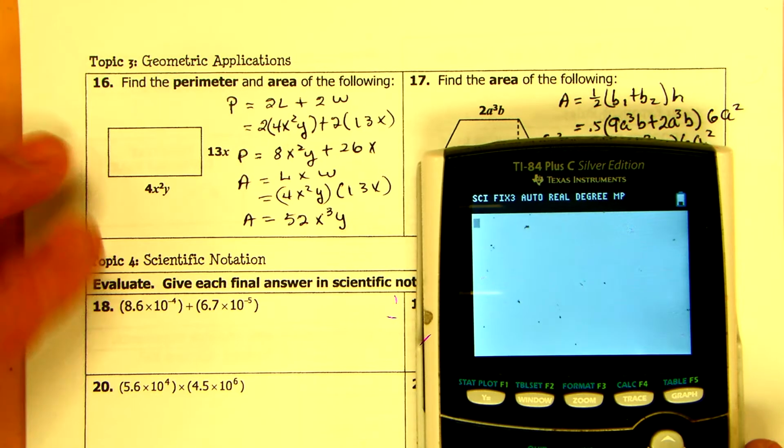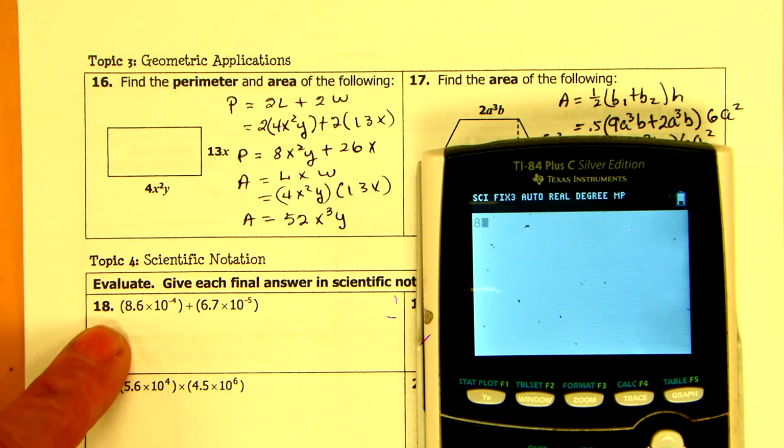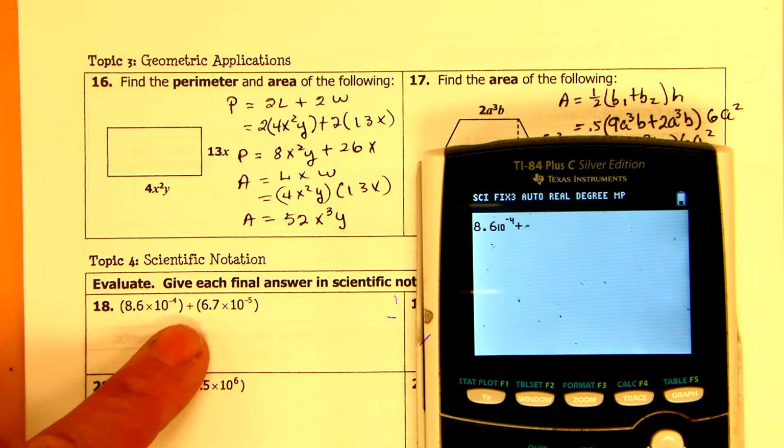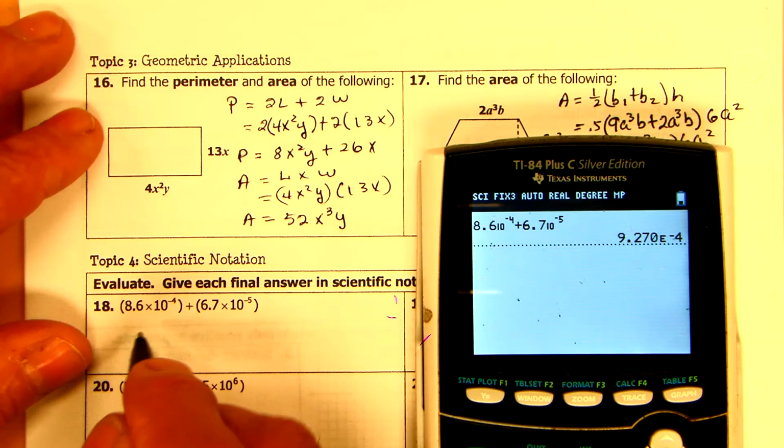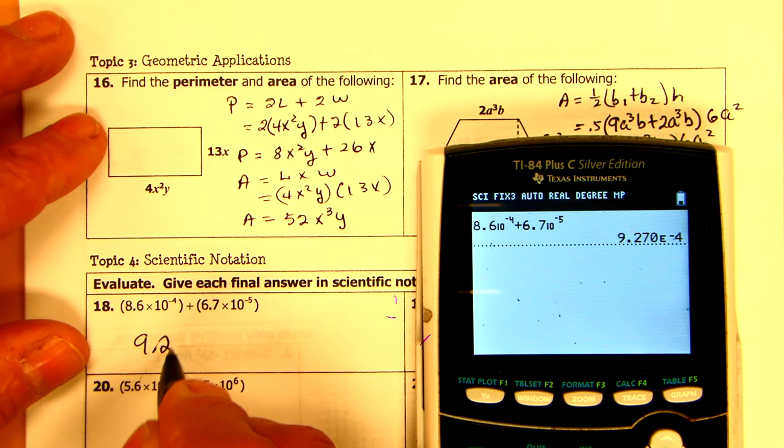Now, the first one, I'm going to put it in my calculator: 8.6 times 10 to the negative 4 plus 6.7 times 10 to the negative 5. Hit enter. I have 9.27 times 10 to the negative 4.